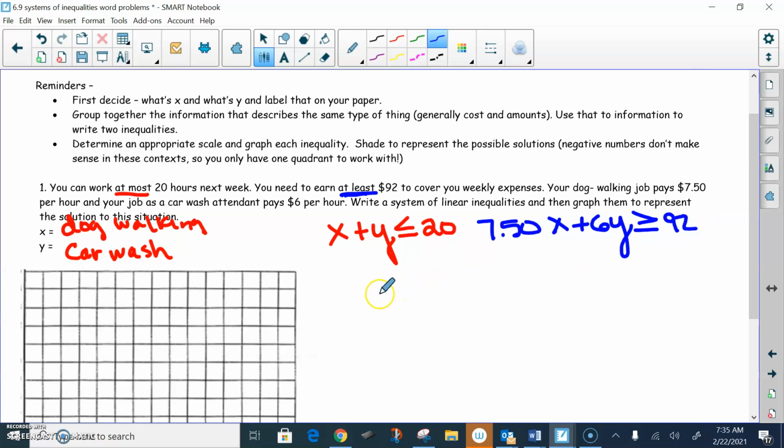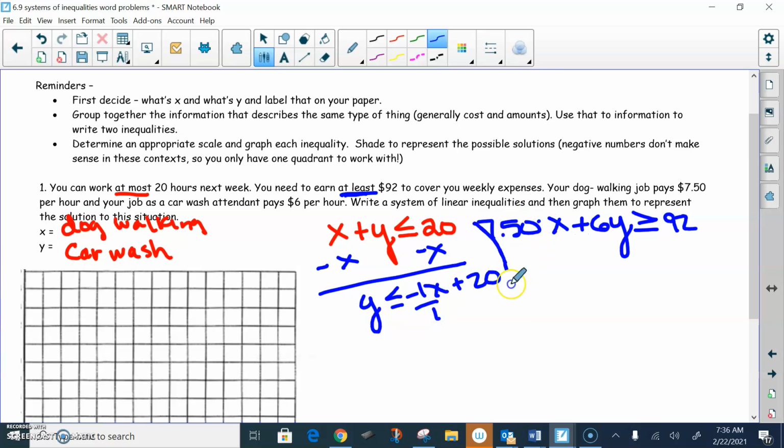There's our two inequalities. Let's put them in slope-intercept form so we can graph them. I'm going to subtract x from each side, so I get y is less than or equal to negative x plus 20. We know there's really a 1 in front of the x, and we put it over 1 for our slope. For the second one, we're going to subtract 7.50x from each side, so I get 6y is greater than or equal to negative 7.50x plus 92.